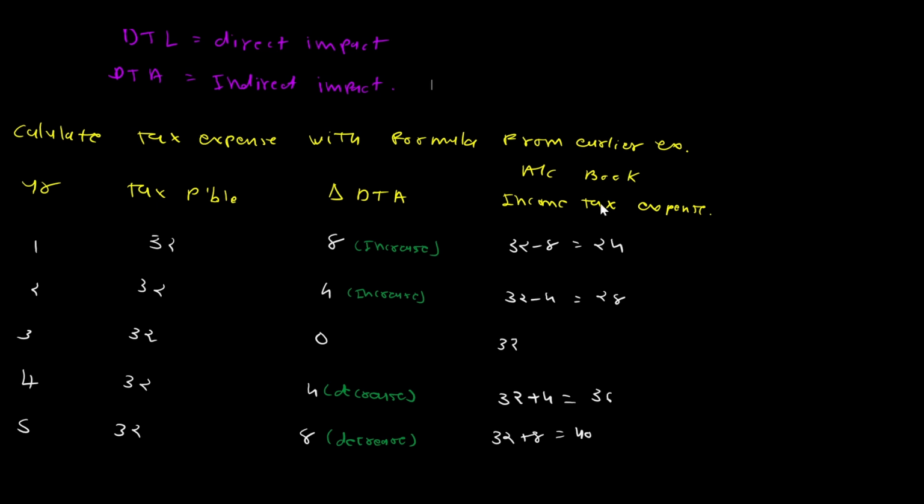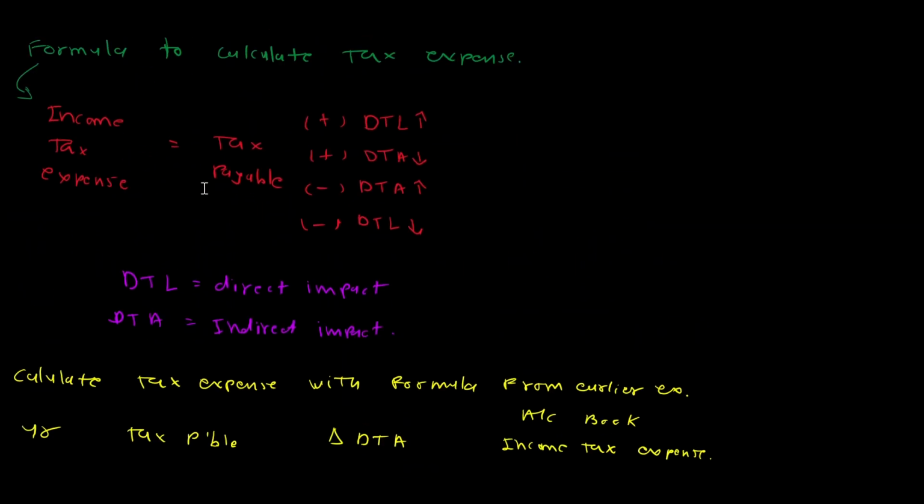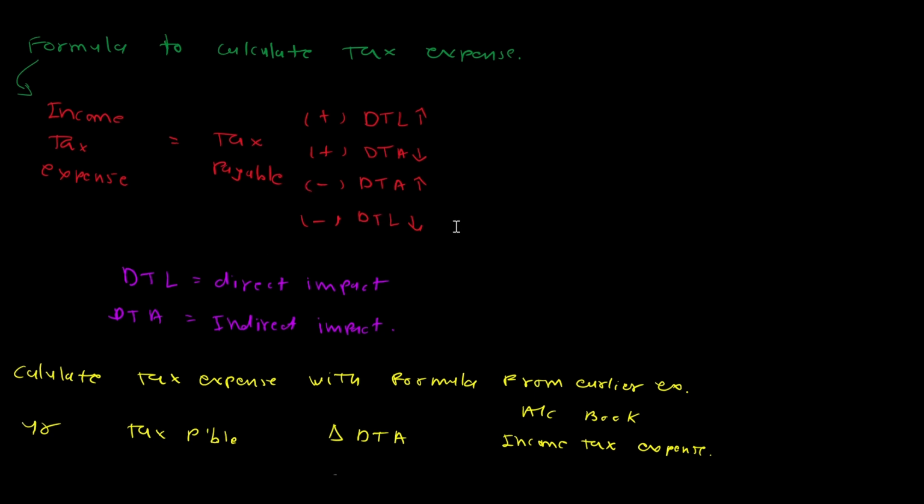As per the above formula, if my deferred tax asset is increasing, I will reduce. So 32 minus 8, 24. 32 minus 4, 28. 32 minus 0, 32. Then 32 plus the decrease, meaning add, reverse impact: 32 plus 4, 36, and 32 plus 8, 40. This way, by this formula you could calculate the income tax expense if you have been given the tax payable and the deferred tax asset or liability.